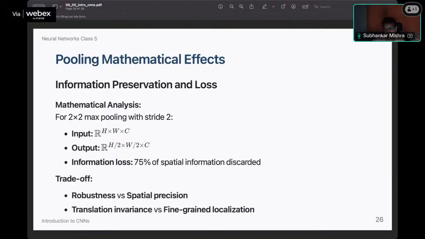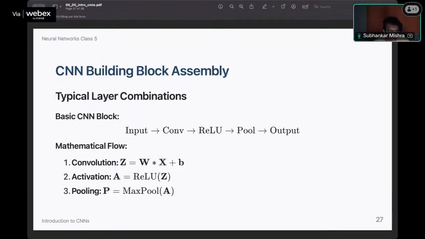So you have essentially a trade-off, because this is more generalized, because it introduces nonlinearity and tries not to memorize stuff. So it adds to robustness also. But then spatial precision is lost. Translation invariance is there, but then your fine-grained localization is lost, because max itself loses where the value came from.